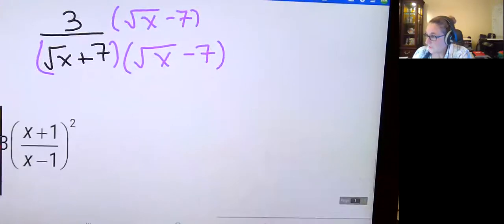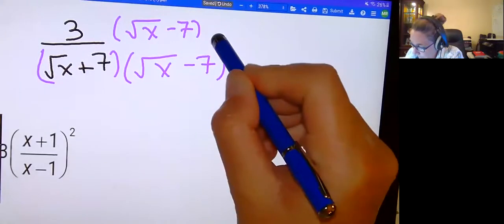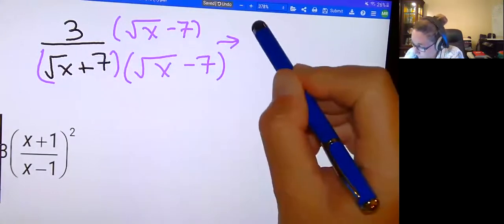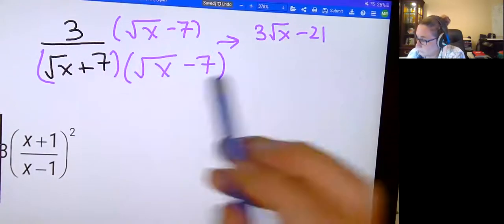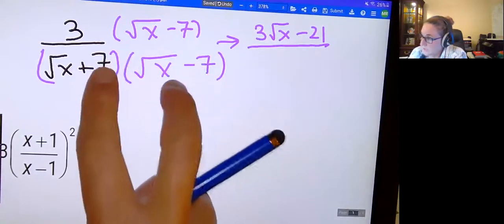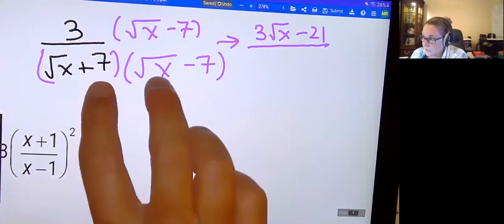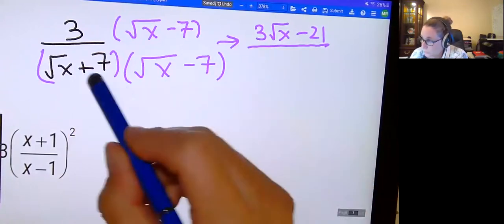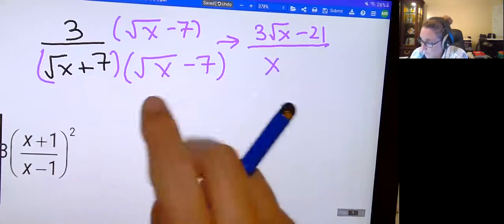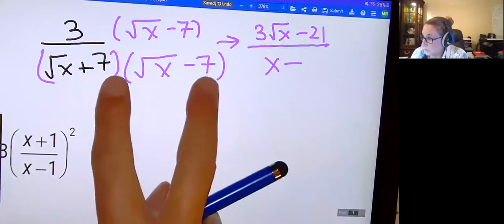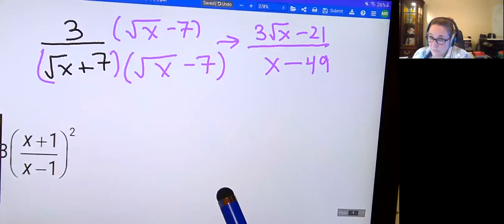I just want to remind us of something that you might have seen, should have seen, in Integrated 2. So here, this is going to be 3 root x minus 21 if I distribute. And this is going to be actually a difference of 2 squares, because that's what this is when you see this. And a difference of 2 squares is basically you square this, which is x, minus, and then you square this, which is 49, and that would be your answer. Okay.